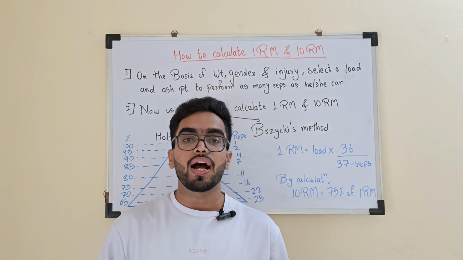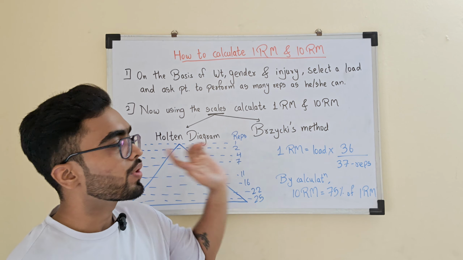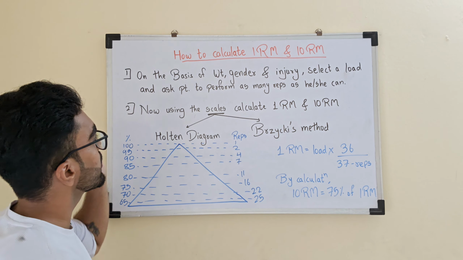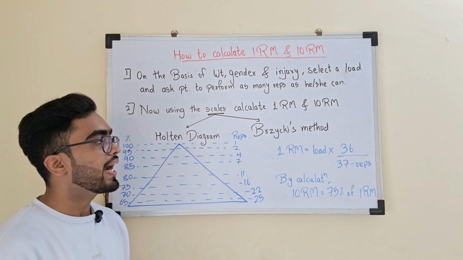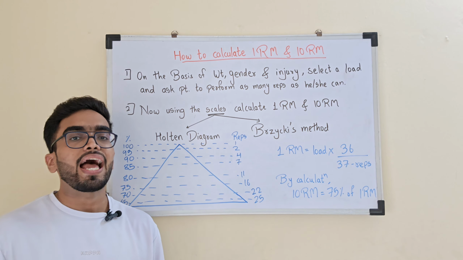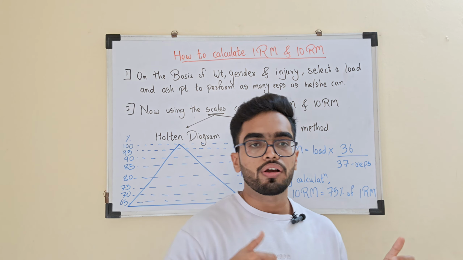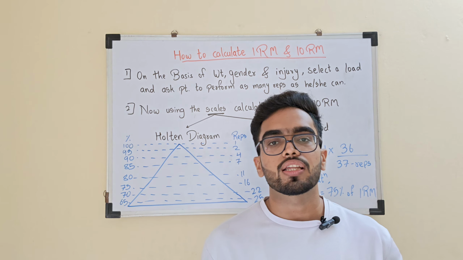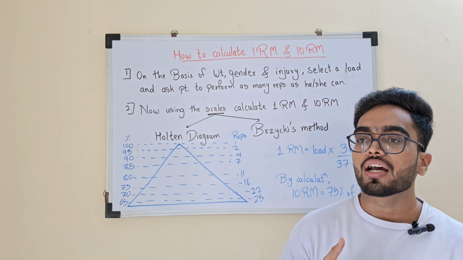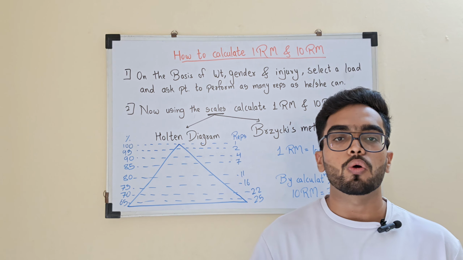The most important part of this repetition max thing is how to calculate 1 rep max and 10 rep max. Okay, so first step is, on the basis of weight, gender and injury, select a load and ask the patient to perform as many reps as he or she can. Okay, so here the patient has arrived and you have seen the gender. Males usually lift more weight than females. Okay, and according to the injury and according to the weight of the individual, you will give him some load.